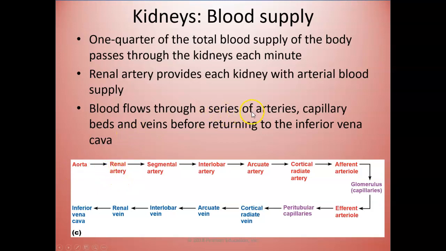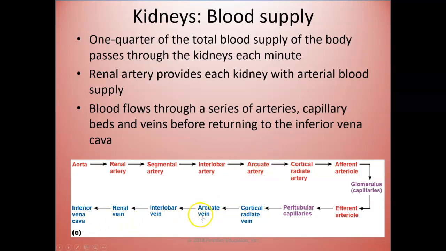Then blood flows through a whole series of arteries, capillary beds, and ultimately veins before returning to the inferior vena cava. So we've got our renal artery, and then it's going to go through this whole series: segmental artery, interlobar artery, arcuate artery, cortical radial artery, afferent arteriole, and then we go into something called the glomerulus. This is where our first set of capillaries is. Then there's the efferent arteriole, and then the second set of capillaries is called the peritubular capillaries, and then the cortical radiate vein, arcuate vein, interlobar vein, renal vein, and inferior vena cava.